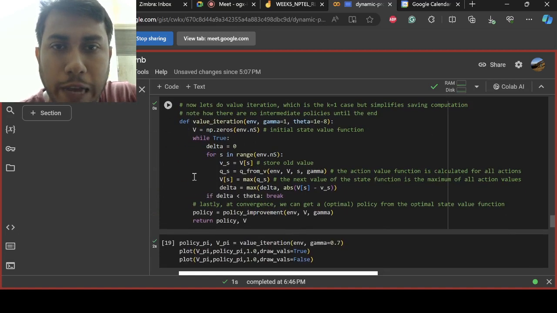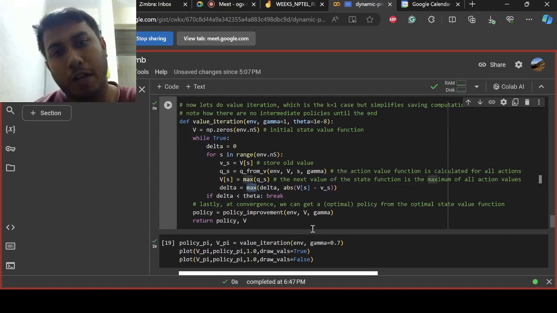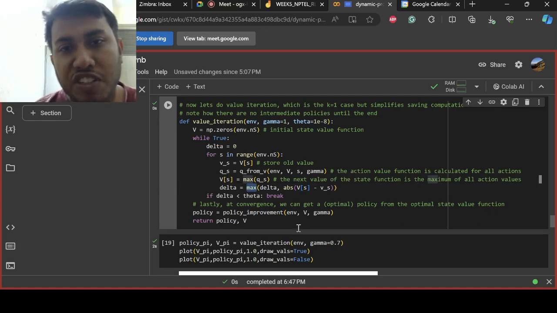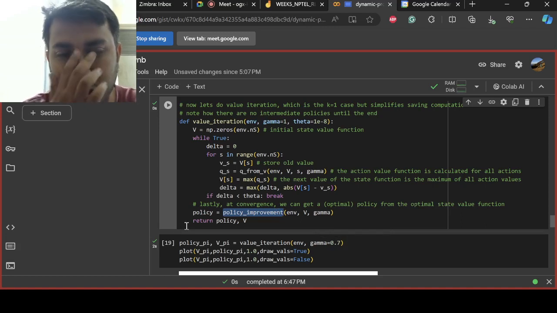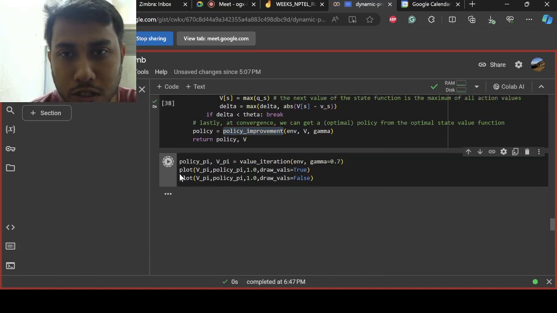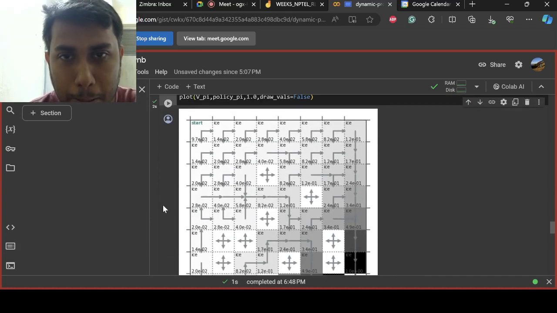Now let's do the value iteration. You see, value iteration, it is the same. We are doing the max, not the entire sum. We are only taking the action which is giving me the max value. Okay, and then we call the policy improvement. Nothing more, nothing fancy. Once this for loop is done, let's plot it. Okay, you get this one.